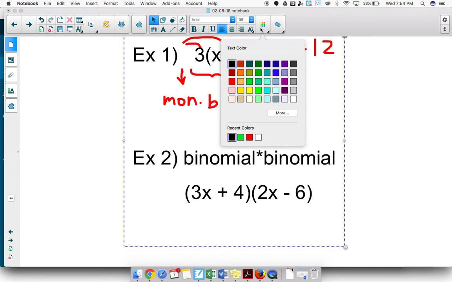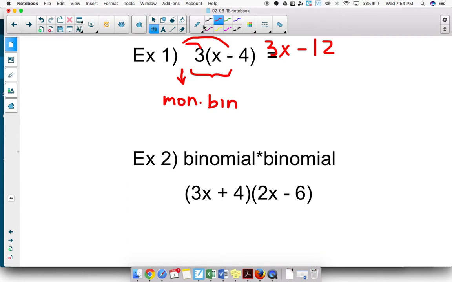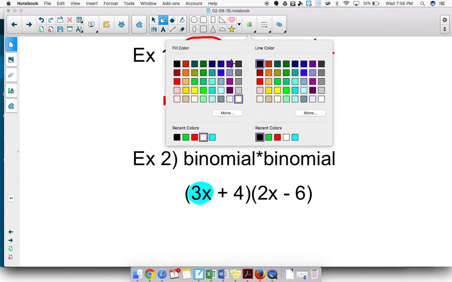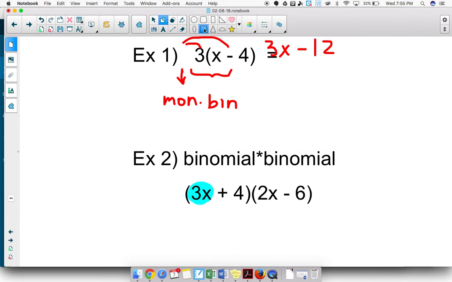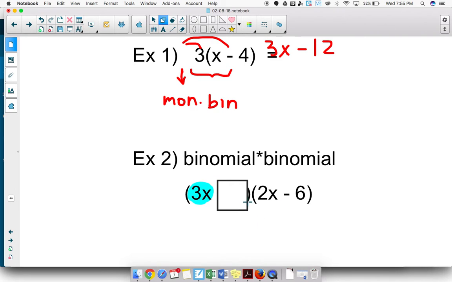What I'm going to have you do is focus on, and I'm going to use a highlighter for this, so bear with me as I change markers, this first part of the binomial. Then I'm going to ask you to ignore the plus 4 here, the second term in that binomial. So I'm going to take a rectangle and literally cover this up. You don't have to do that on your paper, but if you want to just cover it up with your finger, that might be a good approach.